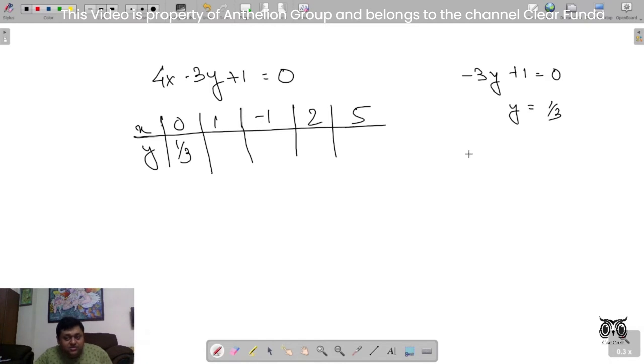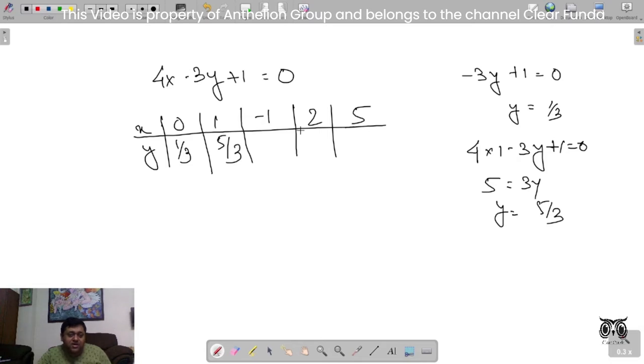Okay, what if x equals 1? So 4 into 1 minus 3y plus 1 equals 0. So 4 into 1 is 4, this is plus 1. So 4 plus 1 is 5 equals 3y, or y equals 5 by 3. So this is another number, 5 by 3. What if x equals minus 1? Then it is minus 4 plus 1 equals 3y, which means minus 3 by 3. So y equals minus 1. So at x equals minus 1, y is minus 1.